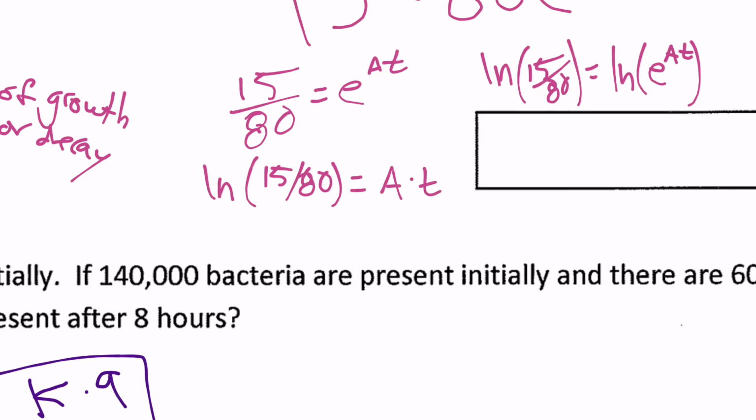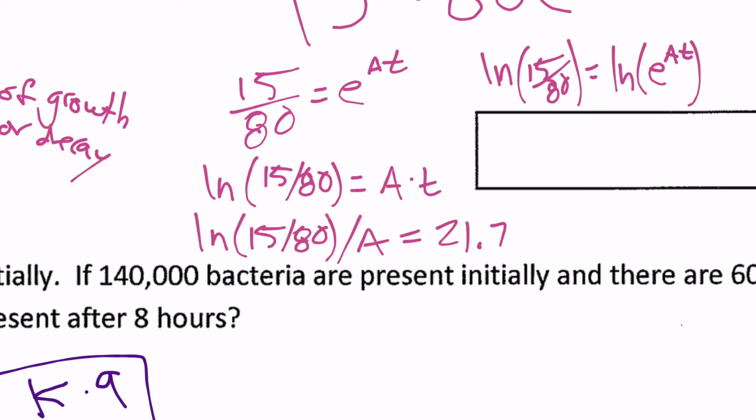We want t, so we divide by A. So ln of, on your calculator, 15 divided by 80. Close your parenthesis, and then divide that by A. And to get A, you have to hit alpha math, but it'll give it to you, and it will tell you that t is, if we round it, 21.735 hours, since hours are the units we are using. So 21.735 hours should be our answer.